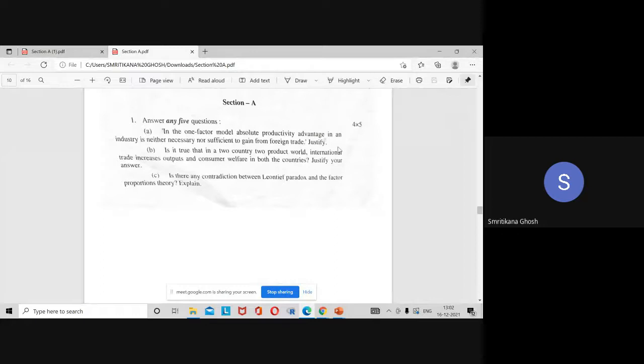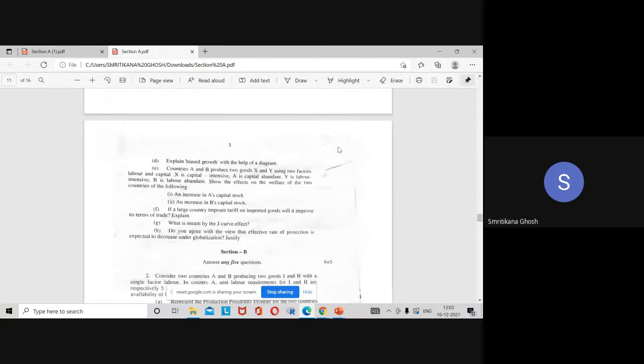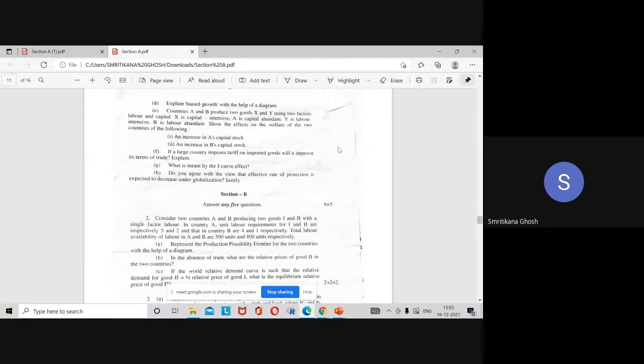Is there any contradiction between Leontief paradox and the factor proportions theory? Yes, they are just opposite. Explain biased growth. Countries A and B produce two commodities X and Y. The same type of question.